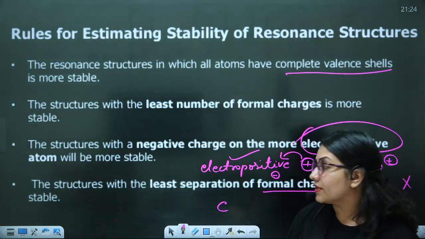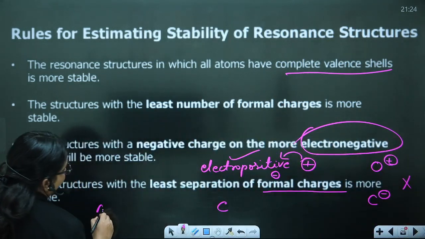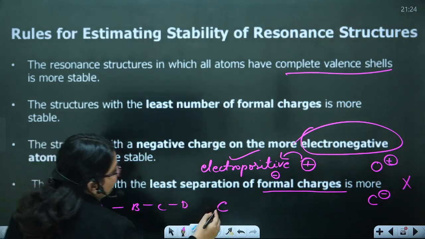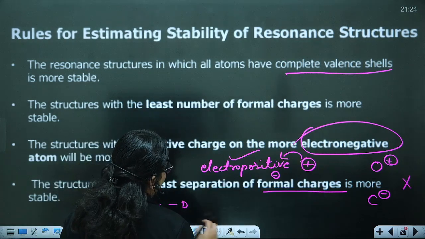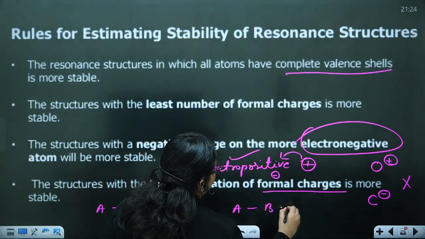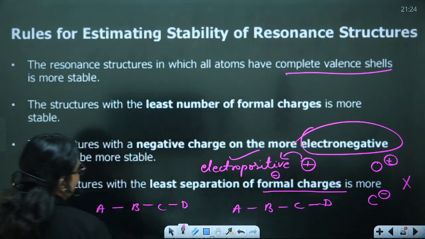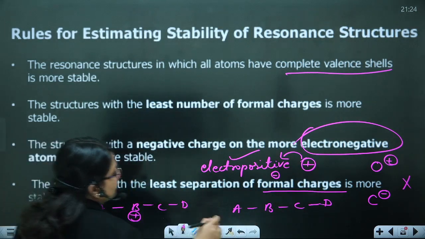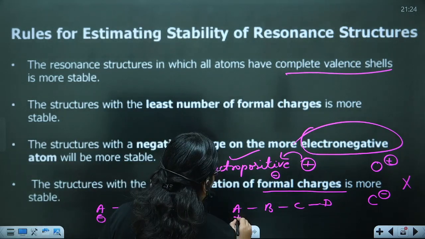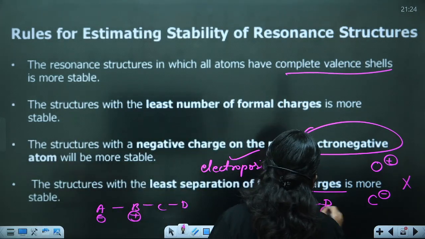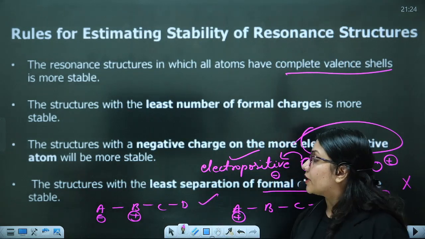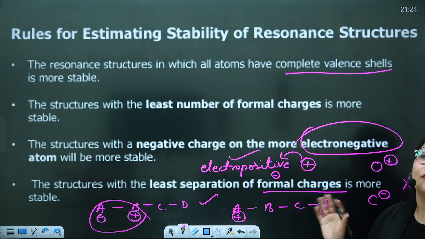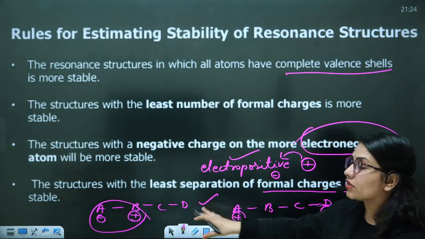If there is a pattern A, B, C, D, some molecule maybe, and A, B, C, D again, it is just an example. If this structure has plus and minus charges far apart, and this one has plus and minus close together, then this will be more stable because there is the least separation between the formal charges. Okay, so you have to keep this in mind.